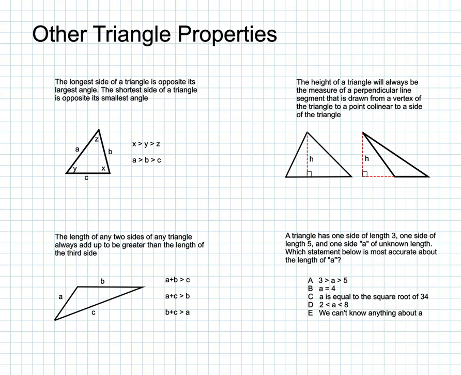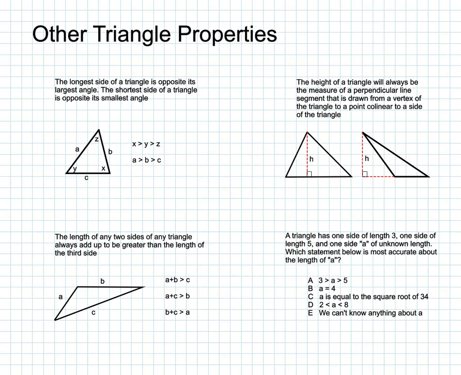Regardless, this is a useful property to know because it will allow you to draw in a 90-degree angle whenever you're given the height. Last up, the length of any two sides of a triangle always add up to be greater than the length of the third side. So in the figure, we have A plus B is greater than C, A plus C is greater than B, and B plus C is greater than A. This property is commonly tested on the ACT, so let's do a problem.